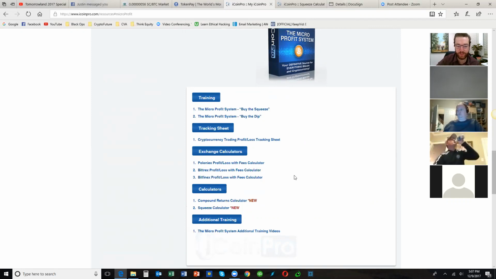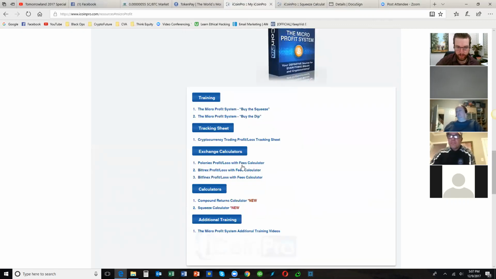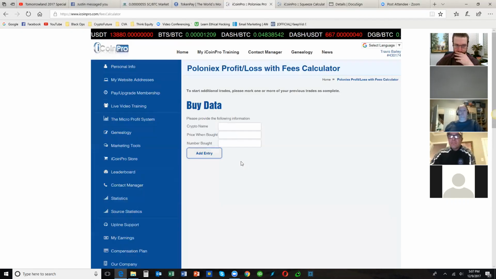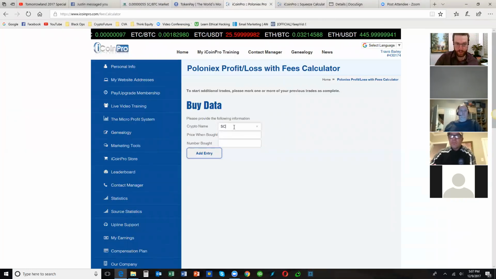And I think the most important tool in here is the exchange calculators. This calculator right here, I have one open in this tab. I always keep one open in this tab here. That's the squeeze calculator. The fees calculator, it's one of the most important tools. So you can go here and type in, say you're looking at Sia coin, however you say it. So you type in Sia coin, it's SC. You can type in SC.